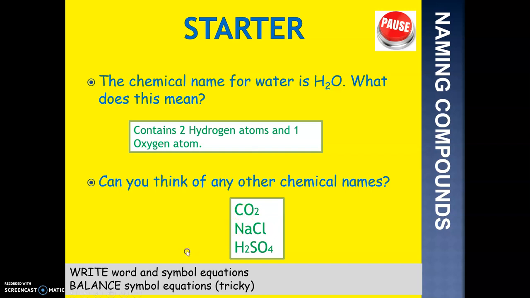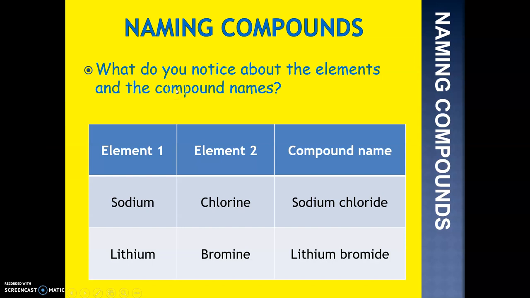So what do you notice about the elements and the compound names? If you look at this, the elements are put together and chemically reacted to make a compound, and the only difference you see on here is it goes from chlorine to chloride. So when it's an element, it's chlorine, but when it becomes a compound, it becomes a chloride. So sodium and chlorine makes sodium chloride. Lithium plus bromine makes lithium bromide.